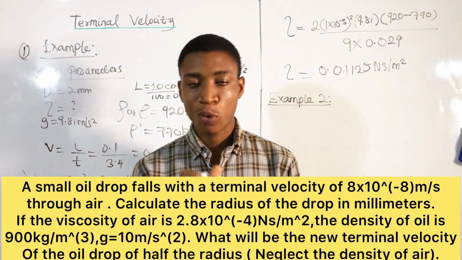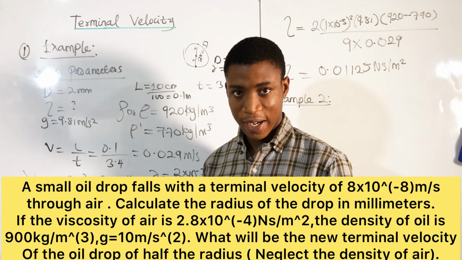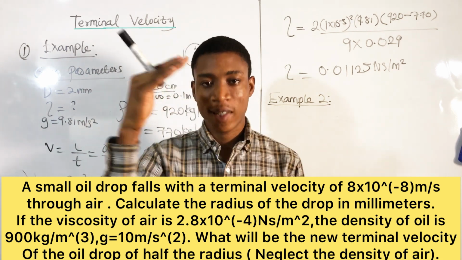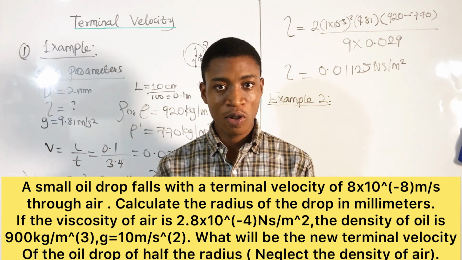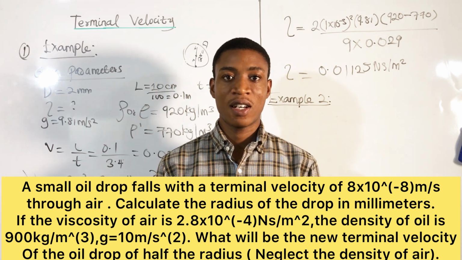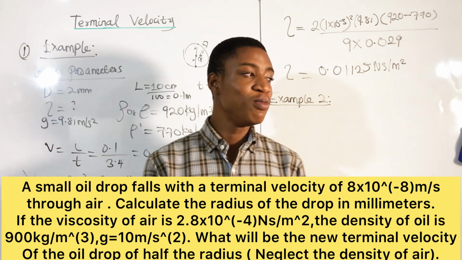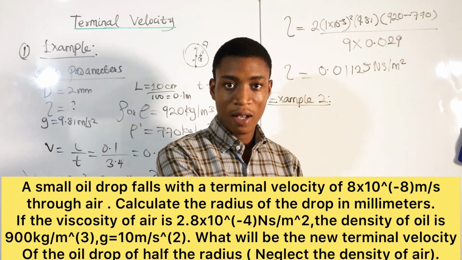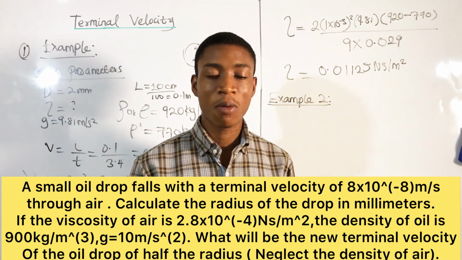The medium at which the object falls here is what? An oil, right? But in this second example, the medium is air. So when we talk about fluid, we should know that fluid is liquid and gas, and air is a gas. So the medium here is an oil, which is liquid. The medium in the second problem is air. So these are important concepts you should know. So let's start by writing our given parameters.